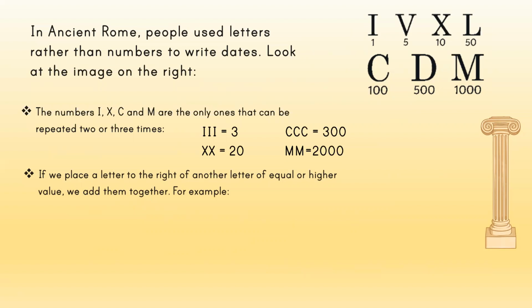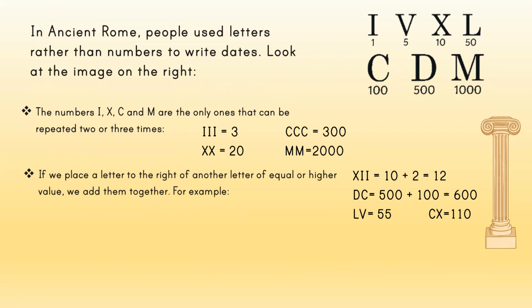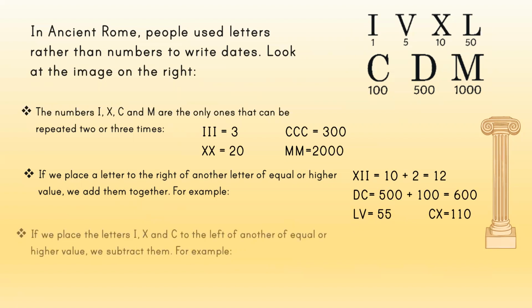What the Romans also had to do is they would place a letter to the right to show if it was higher value or of equal value. So an X with an I and an I meant 10 plus 2, so that would be 12. D, which was 500, and a C after it would have shown 500 plus 100, that makes 600. LV, okay, so an L being 50 and a V being 5 would have meant 55. C and X, so a C meaning 100 followed by an X, a 10, would make 110.